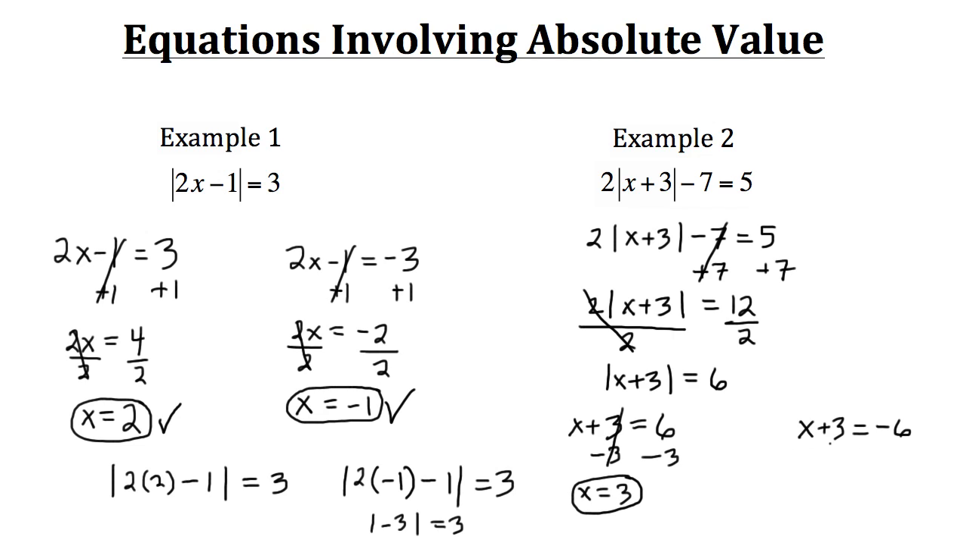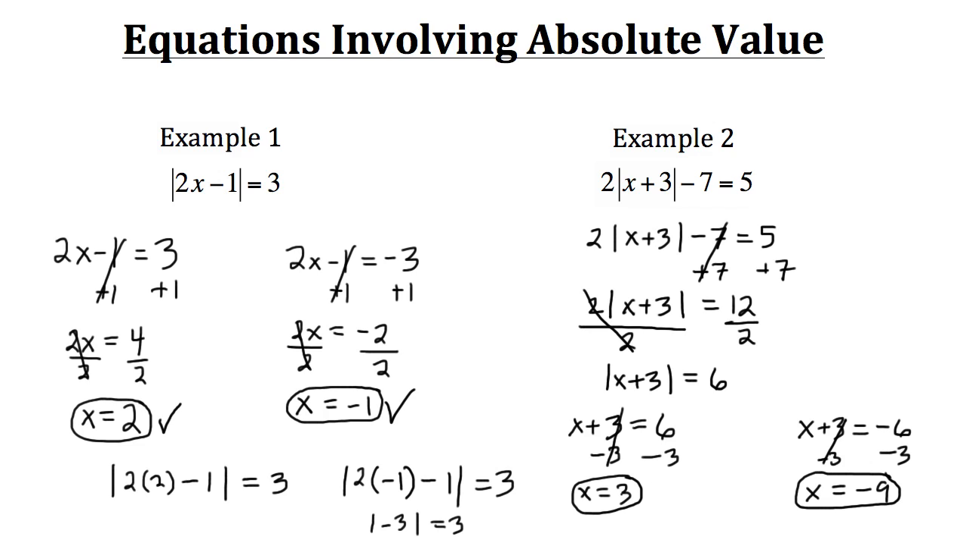Now let's do the other one. Again, subtract 3 from both sides, and that leaves us with x equals negative 9. It's negative 6 minus 3, it's negative 9. So those would be our two solutions for this equation.